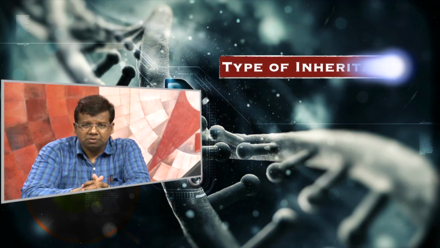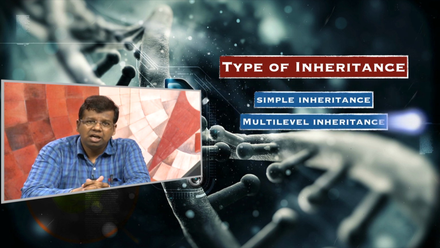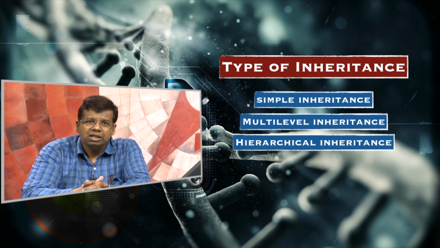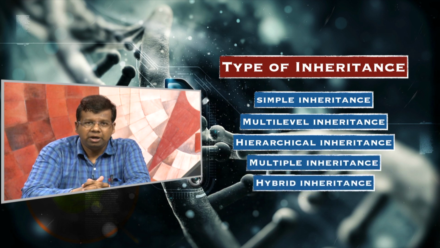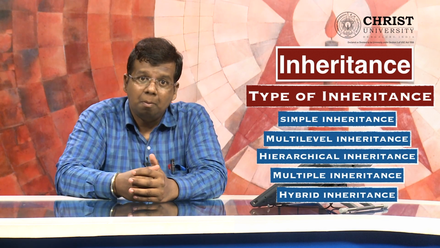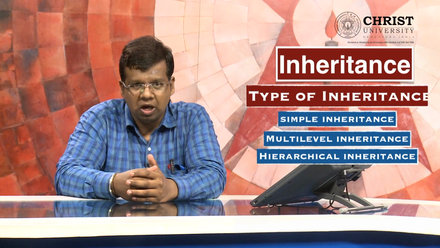So, let us formally define inheritance as one class acquiring the properties and behavior of another class. Inheritance can be classified into 5 types: 1. Simple inheritance, 2. Multi-level inheritance, 3. Hierarchical inheritance, 4. Multiple inheritance, and 5. Hybrid inheritance. Among these, multiple and hybrid inheritance are not supported in Java.